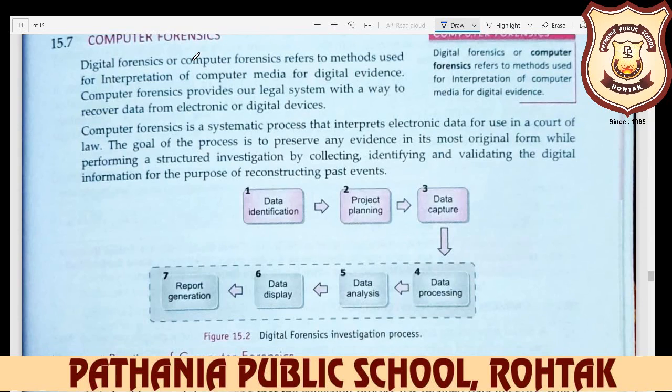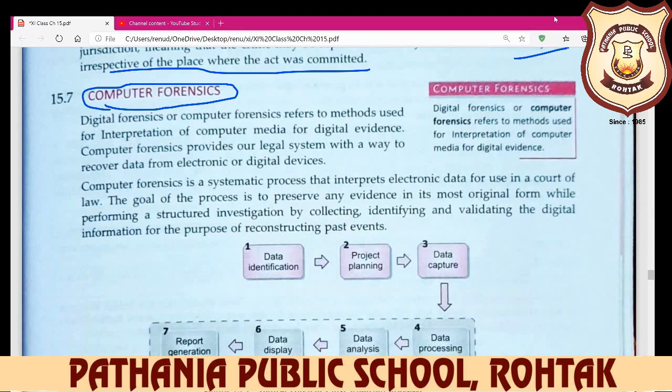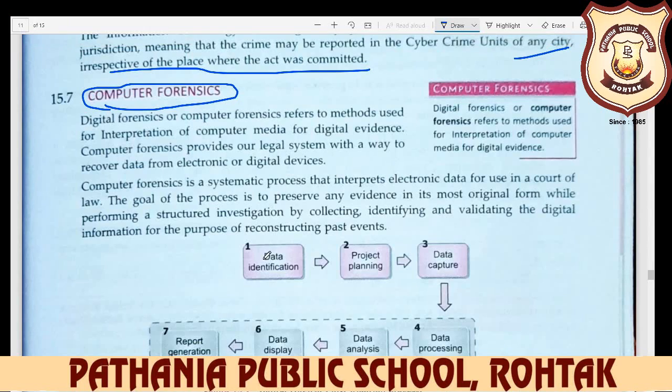So here the term is computer forensics. What do we mean by computer forensics? You can say digital forensics or computer forensics; both are the same thing here. Computer forensics refers to the method used for interpretation of computer media or digital evidence. Digital means all digital devices: your mobile, laptop, PCs. So digital forensics and computer forensics are the same thing.